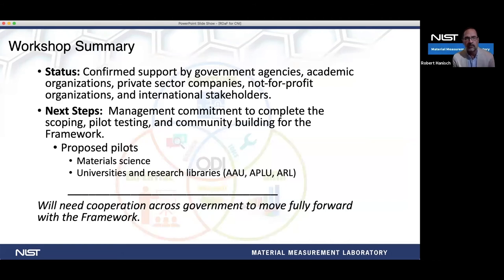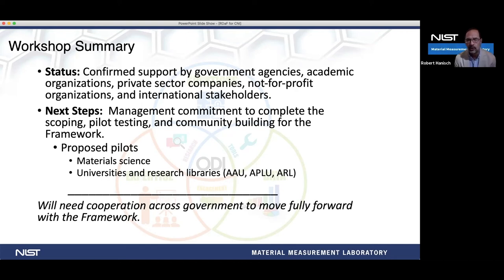So the summary from this workshop was, one, to confirm that this research data framework was something that would really be needed by all of the stakeholders. And what we needed to do next was build up management commitment to complete the scoping, to run the pilots, and expand the community of interest. We have settled on doing two pilot projects, hopefully getting started early in 2021.